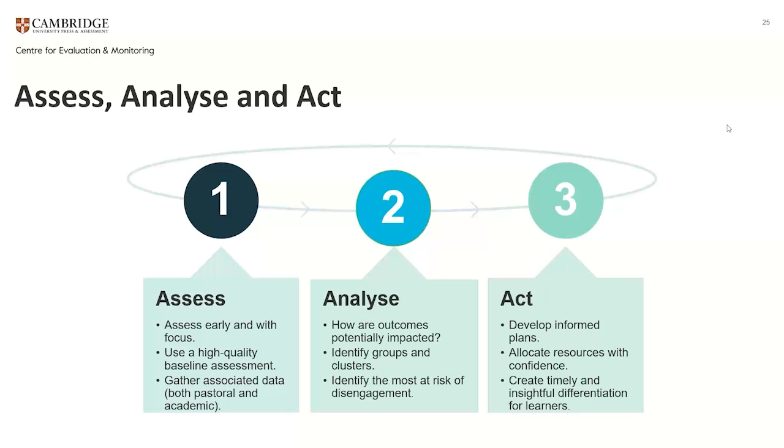So we've seen this information. What are we going to make from that? What can we infer from that information? Can we see likely future outcomes? Can we identify groups and clusters of students and use that baseline data to arrange our teaching groups in the most effective way possible? And also, very importantly, can we use that information to identify those students who are most at risk of disengaging?